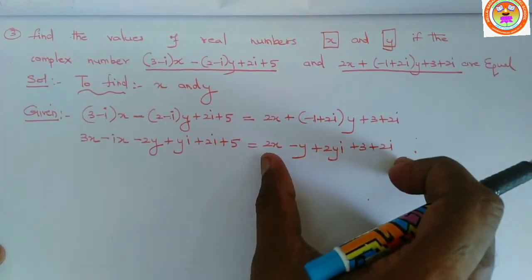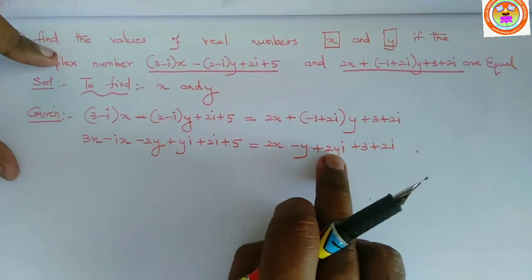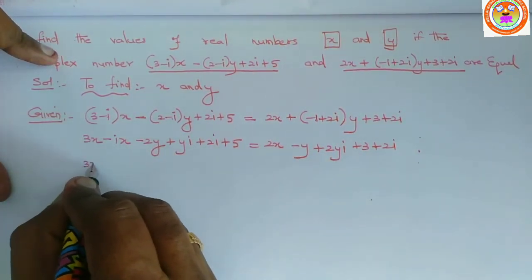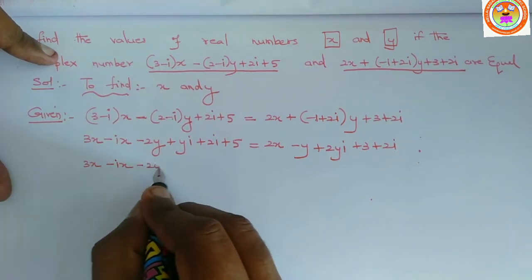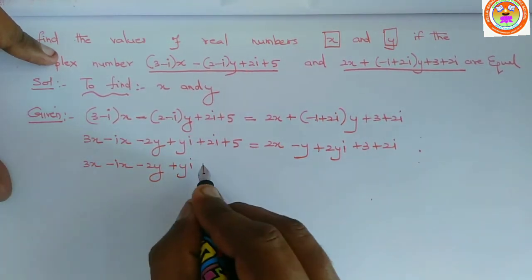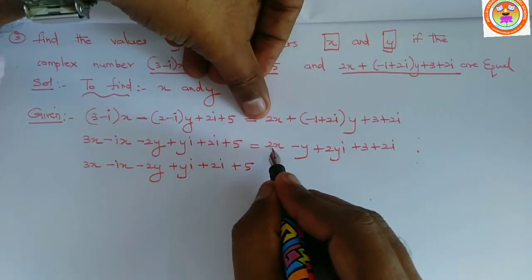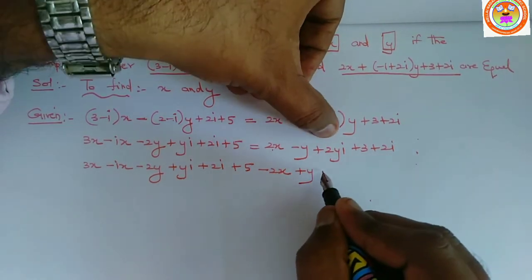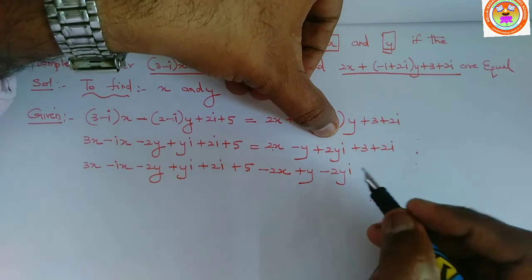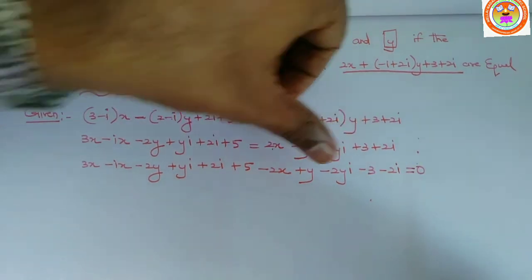Let all this quantity come to the left-hand side, or move everything to the right-hand side, as we wish. Better I bring everything to the left-hand side. So 3x minus ix minus 2y plus yi plus 2y plus 5. Bringing this side, it becomes minus 2x, plus y, minus 2yi, minus 3, minus 2y. The final is going to be 0.